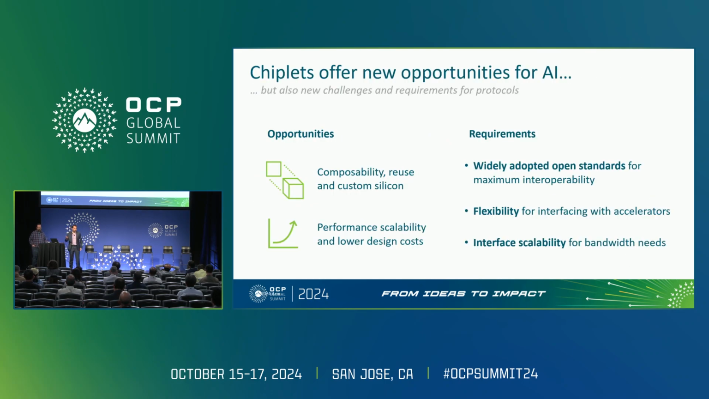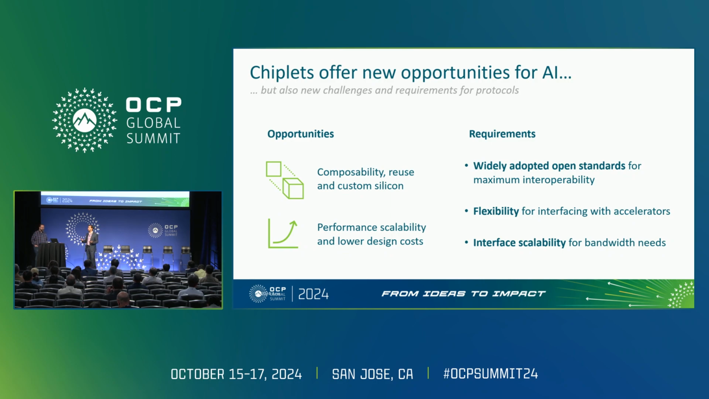So chiplets, it's becoming very clear, something we have been talking about quite a lot here today. A lot of new opportunities that chiplets bring, but together with those opportunities, there are also a lot of new challenges, a lot of new requirements, particularly from a protocol point of view as well. Just a few sessions ago, we were discussing the need for open standards, particularly in the protocol space, to ensure interoperability. Something we can all agree on.